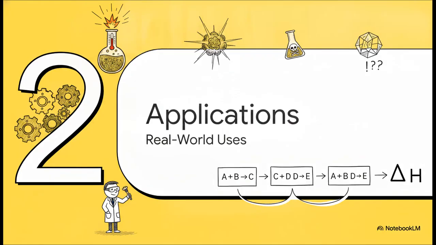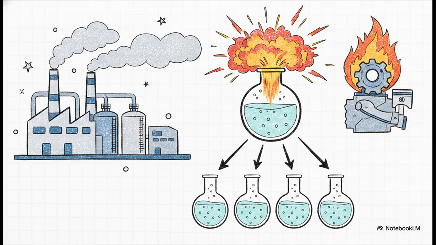So, moving right along to section 2, real-world applications. So why does this actually matter outside of a textbook? Well, it's because chemists use Hess's law all the time. We're talking thermochemistry calculations, fuel research, industrial process design, the whole shebang.